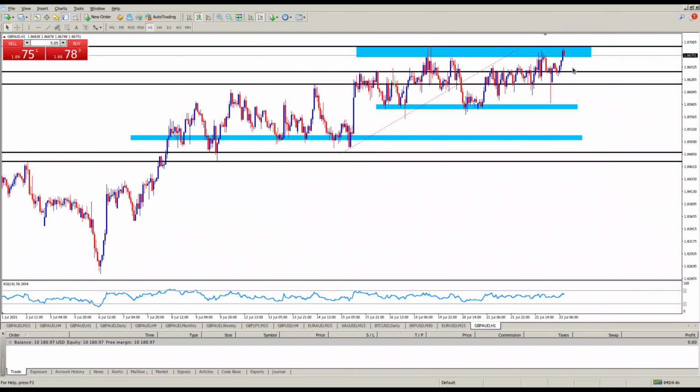More important than being able to get profitable in the market is being able to manage risk and manage losses. How you react when the market goes against you is just as important, if not more important, than how you react when the market goes in your favor.